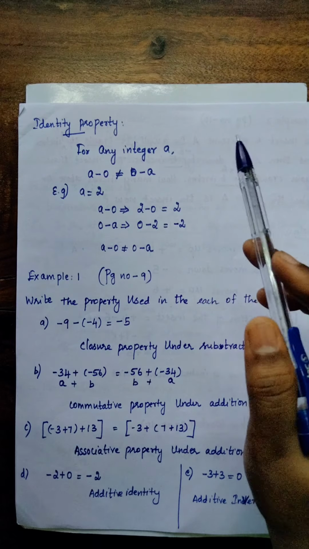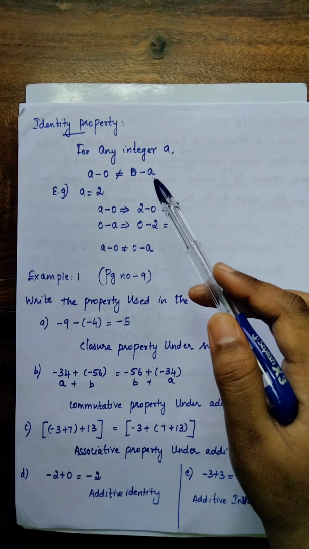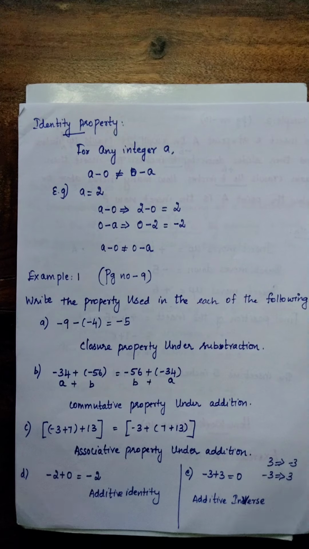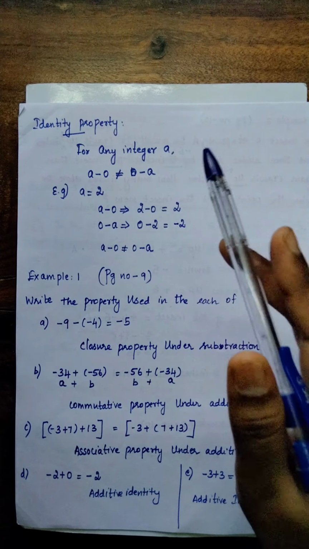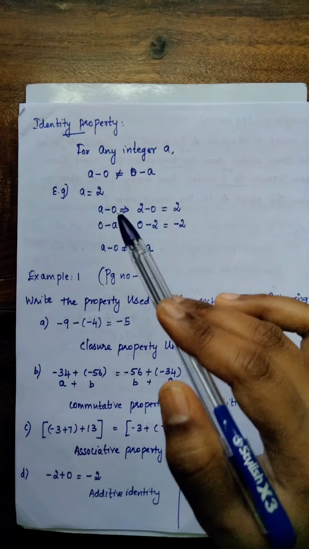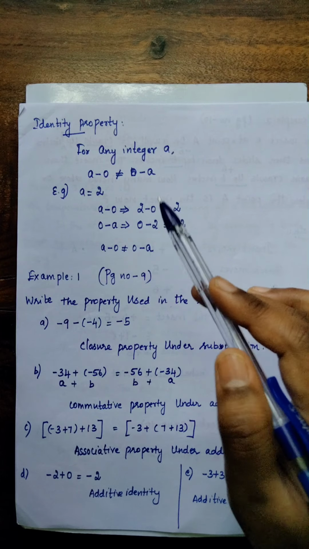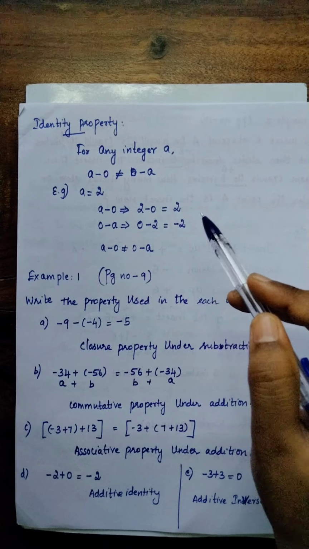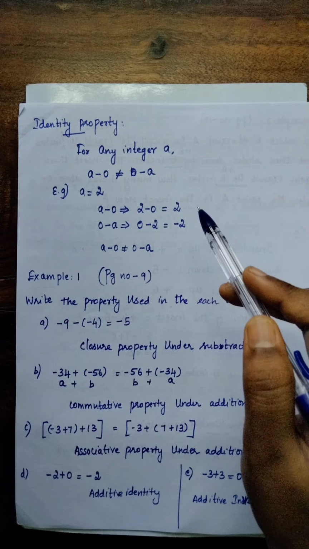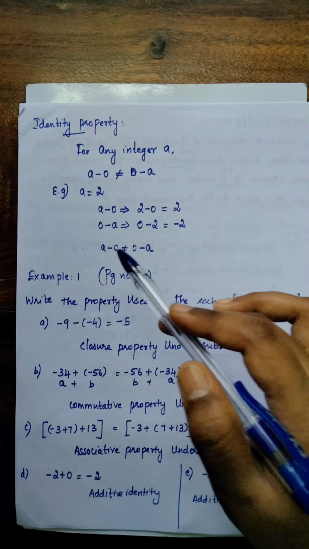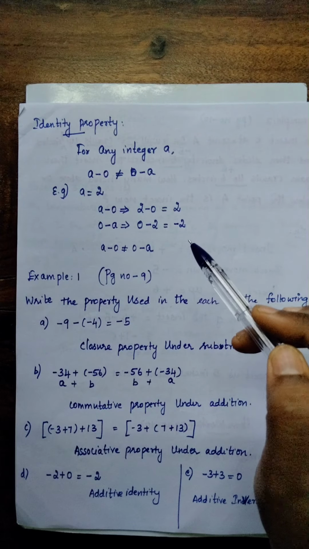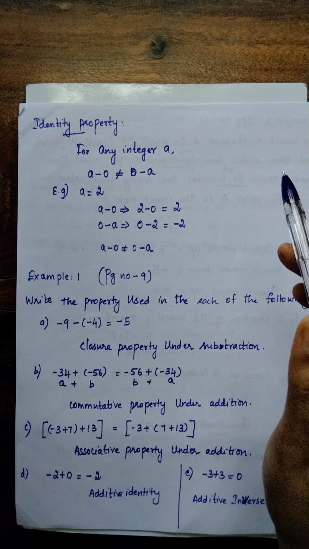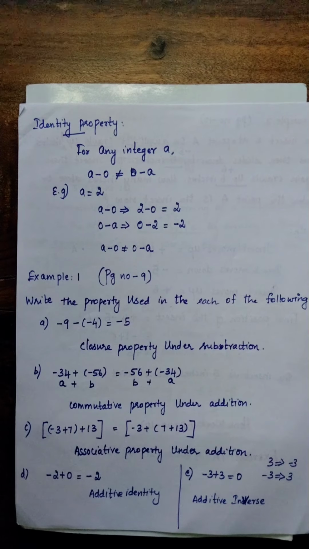For any integer a, a minus 0 is not equal to 0 minus a. What we have learned in the additive identity, a plus 0 is equal to 0 plus a, right? But here a minus 0 is not equal to 0 minus a. The value for a is 2, that is a minus 0. 2 minus 0 is 2. What is 0 minus 2? 0 minus 2 is minus 2. So 2 and minus 2 are not the same, so a minus 0 is not equal to 0 minus a.